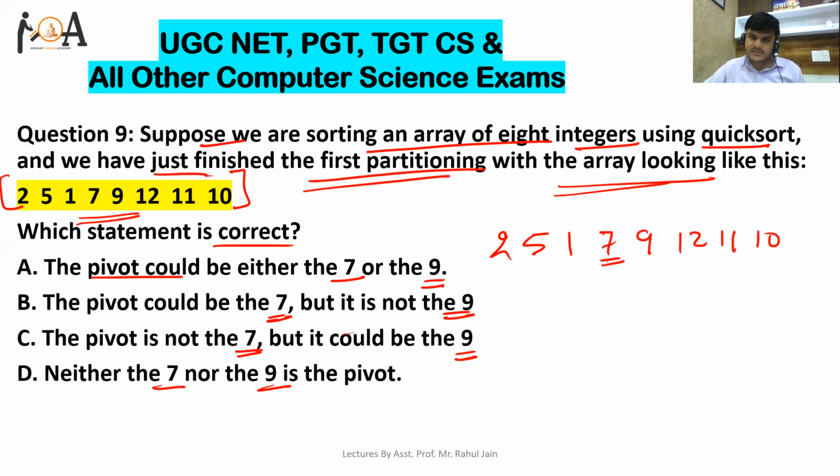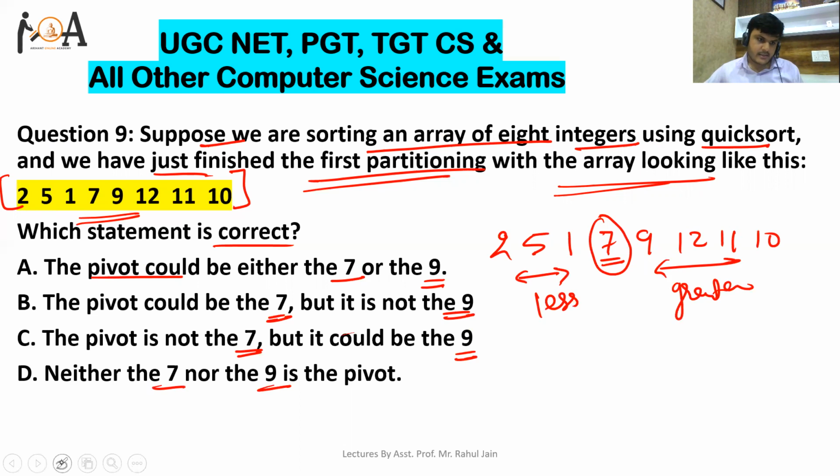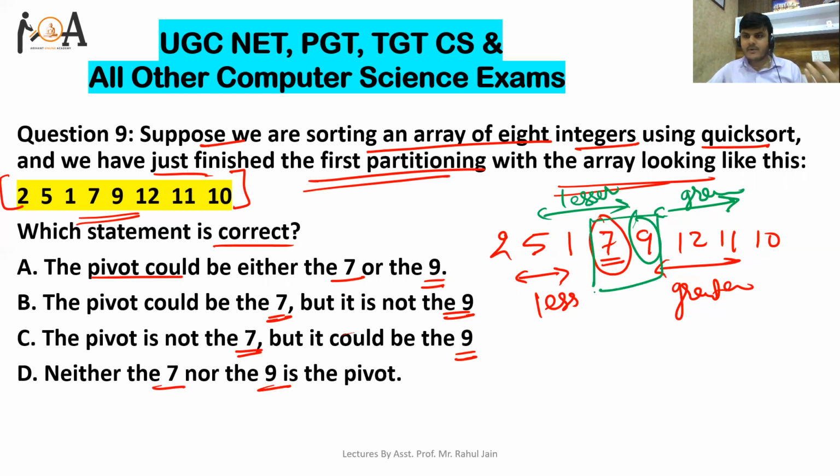So if we observe the 7, all the left side elements are lesser and all the right side elements are greater. Okay, and if I observe the element 9, then also on the right hand side all are greater, and on the left side all are lesser. So both 7 and 9 can be my pivot element, because on the left side all are smaller, on the right side all are greater.